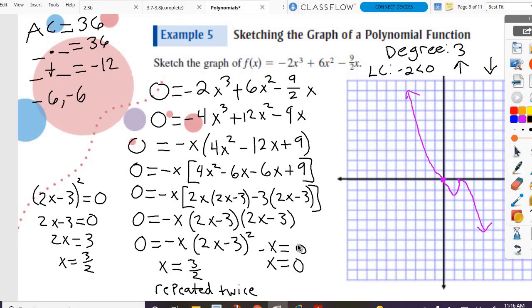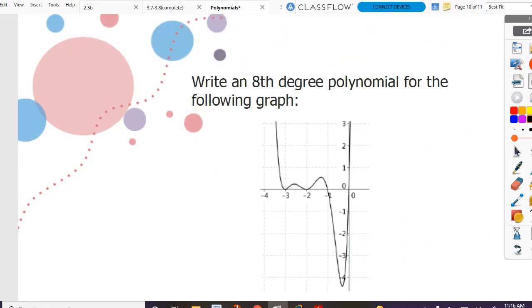Okay. So, here we were given an equation, and we needed to find a graph. We could also do it the opposite way. We're given a graph, and we have to write an equation. Now, I will tell you, if I ask you to write out the equation, you don't have to multiply it all out. You're just going to write it in factored form, okay? So when it says 8th degree polynomial, you're not going to have to write out something with 8 terms, right? We're just going to have to make sure that we have 8 factors. Does that make sense?